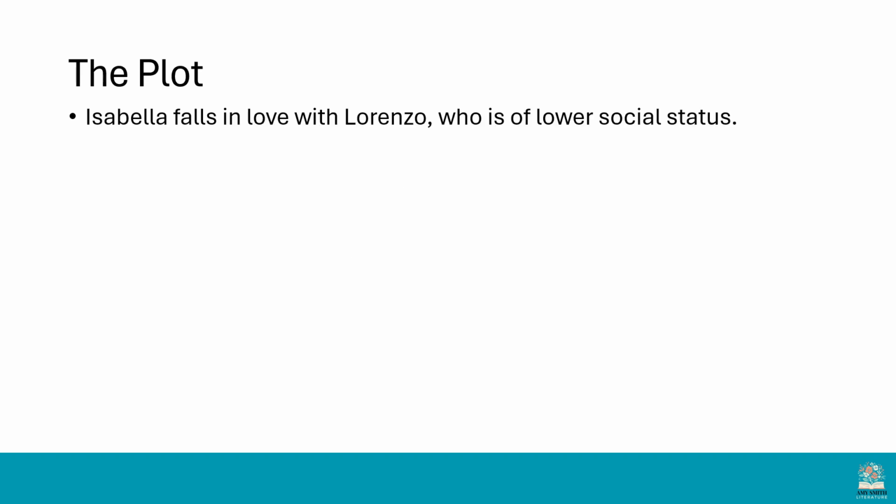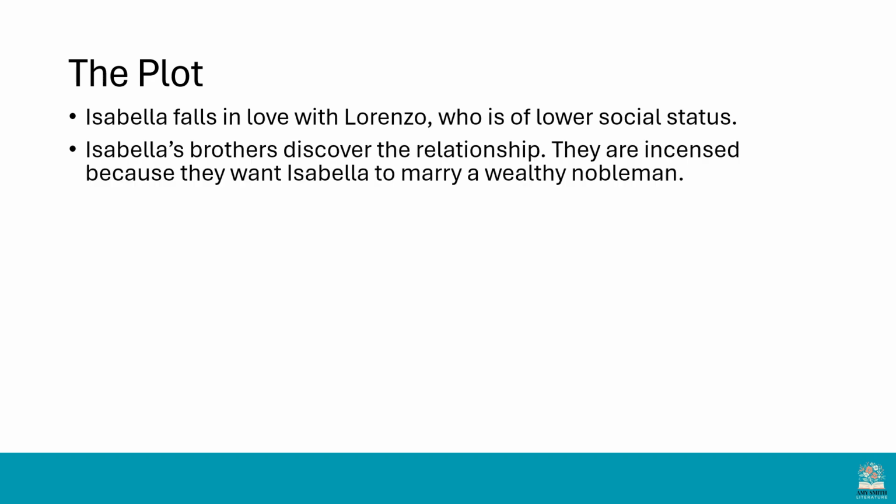Okay, in terms of the plot, this is what everyone is obsessed with in this poem. So we have a girl called Isabella. She's wealthy, she's upper class, and she falls in love with Lorenzo, who is of lower social status than her. Isabella's brothers discover the relationship. They are absolutely incensed because they want Isabella to marry a wealthy nobleman. They want her to make an equal or a better match, not marry some kind of lower class guy for love. I mean, how ridiculous. So the brothers are not happy with this relationship.